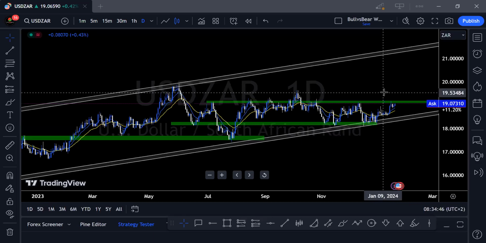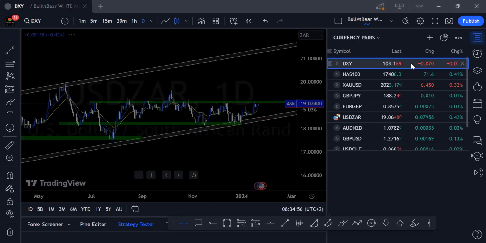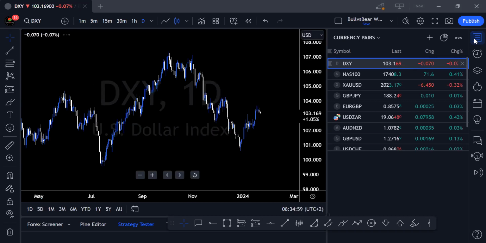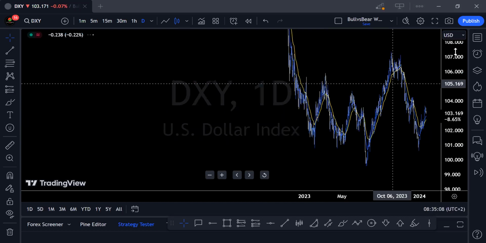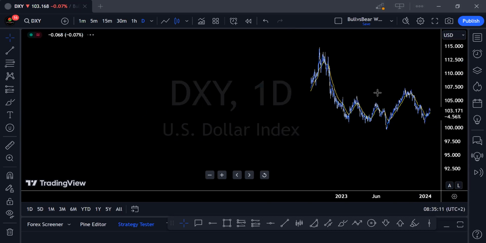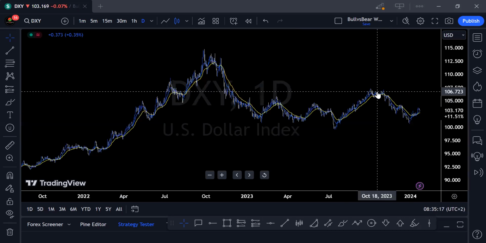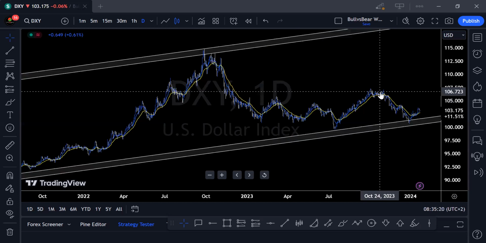Keys, right? Let me go up and start with DXY, which is what we always do each and every morning. Remember, the purpose of analyzing DXY is to know what's going to happen with all USD pairs. That's why it's necessary and crucial for you to analyze DXY first before you can analyze your indices, your currencies that have USD, right?